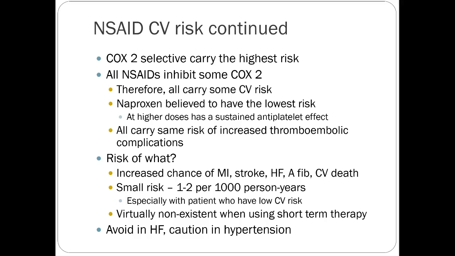Anyway, all other NSAIDs essentially carry some kind of increased thromboembolic complication, theoretically, including naproxen. Even though naproxen's data shows that it might have the opposite effect, it still falls into that NSAID category, and I still wouldn't say there's clear-cut evidence to say that it gets a free pass compared to the other ones. So what do people have risk of?